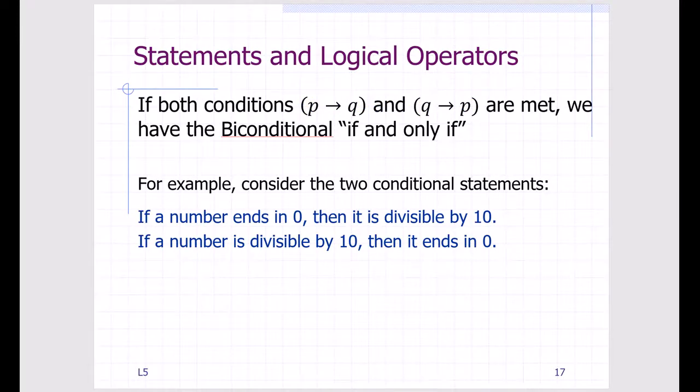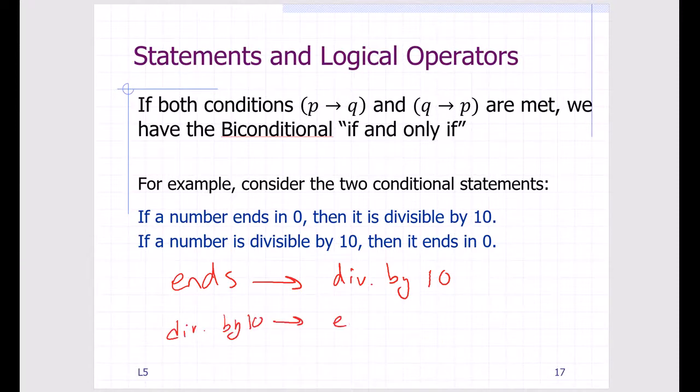So for example, if a number ends in 0, then it is divisible by 10. So ends in 0 implies it's divisible by 10, but also if a number is divisible by 10, then it has to end in 0. Okay, so a biconditional is basically a conditional that goes both ways.